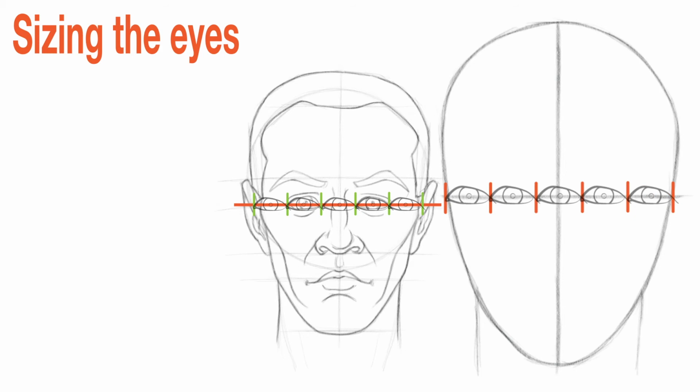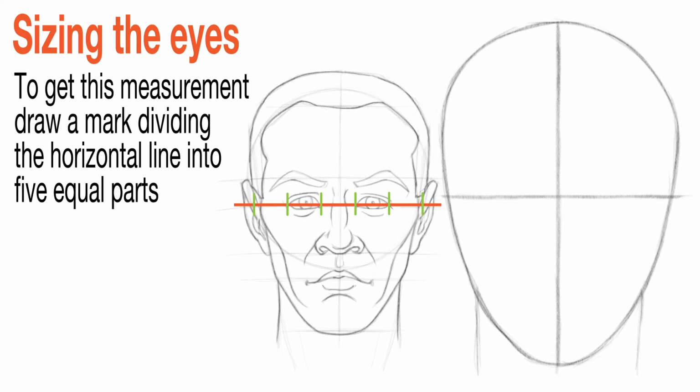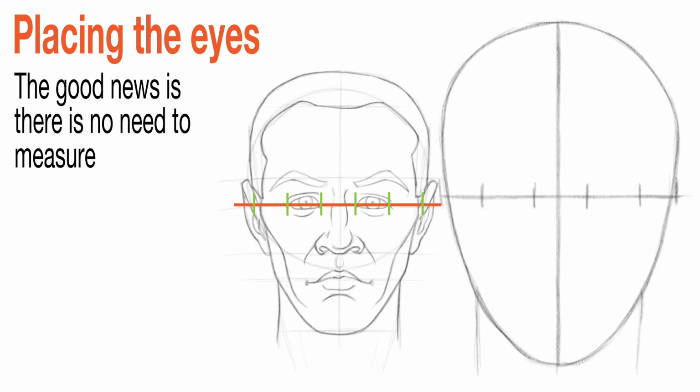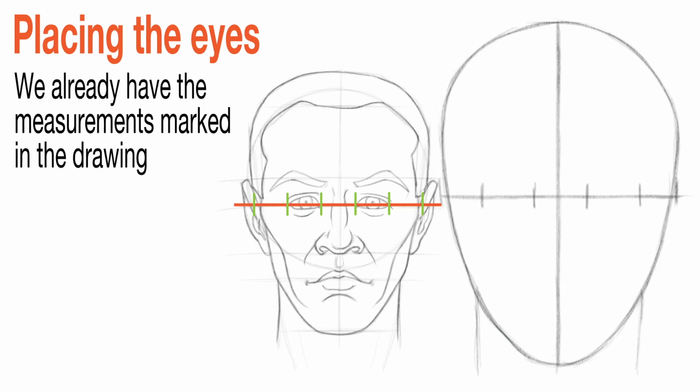So if we started by drawing the eye, we could actually use this rule to determine the width of the head. Since we started by drawing the head and are learning to place the eyes, let's go ahead and continue on with that. To get this measurement, we just divide this horizontal line into 5 equal segments that fit in between each side of the head, and we're ready to figure out where to place each eye along this horizontal axis on the head. Again, the good news is we've already done the work for this. When we found the measurement for the width of each eye by dividing the head into fifths, we've already marked the location for each eye.